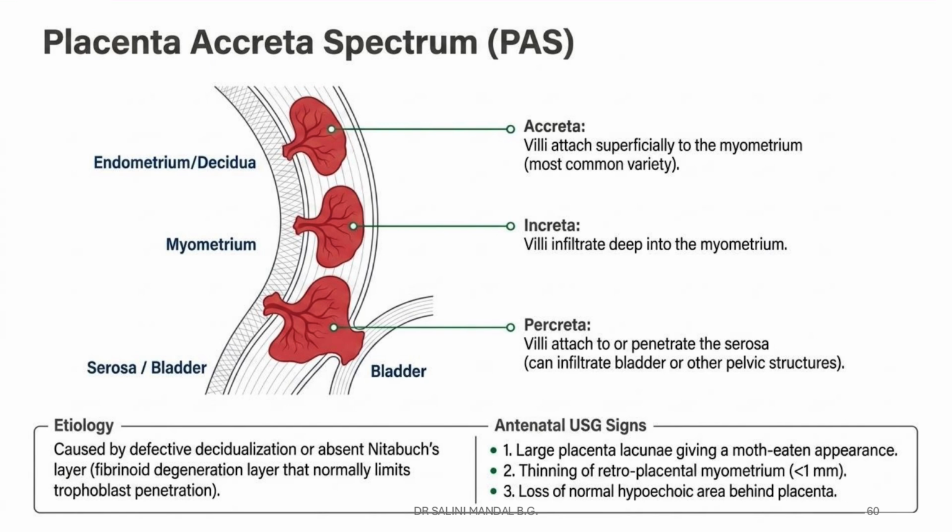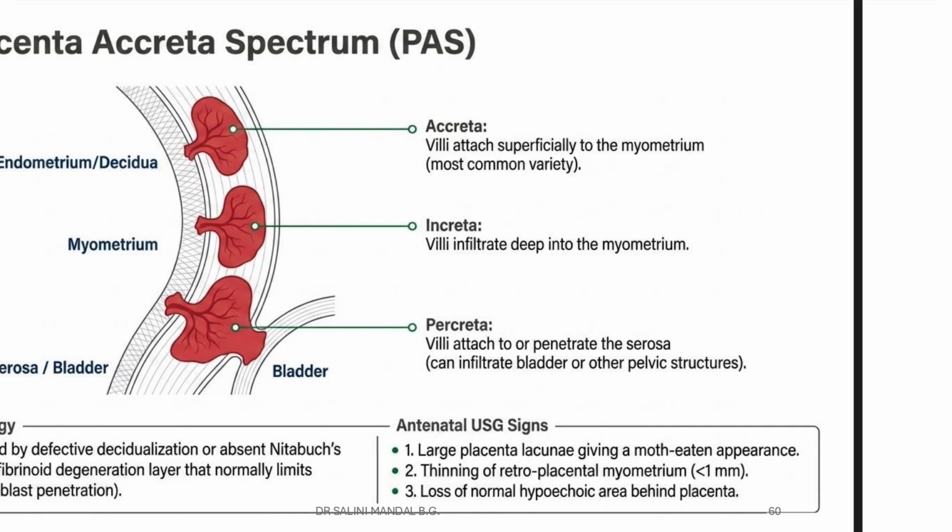Okay, so when we do an antenatal USG, large placental lacunae giving a moth-eaten appearance can be seen, thinning of retroplacental myometrium which is less than 1 millimeter, and loss of the normal hypoechoic area behind the placenta. This is what we can see in the placenta accreta spectrum.